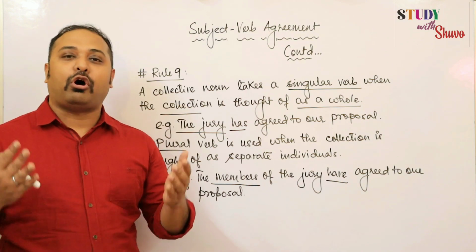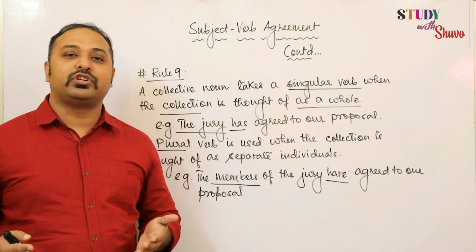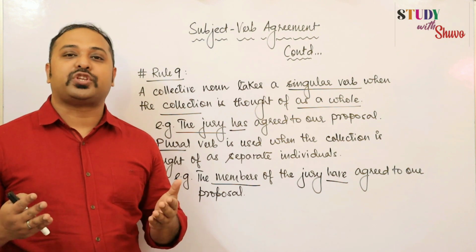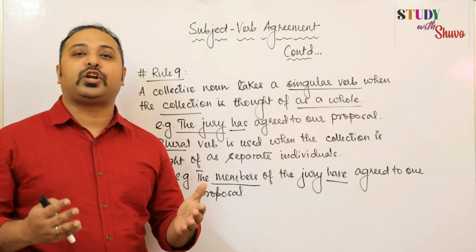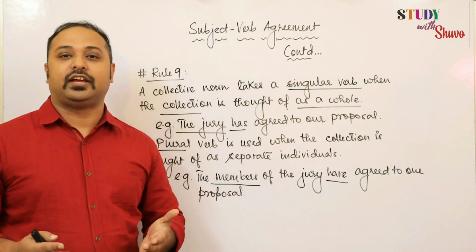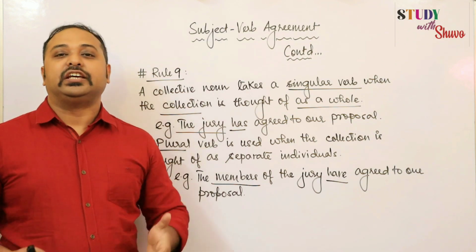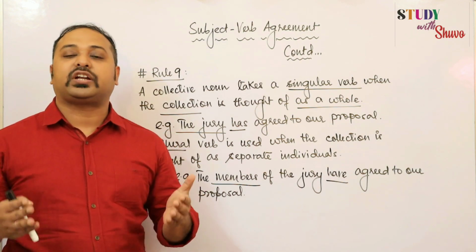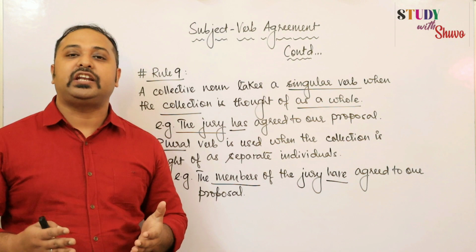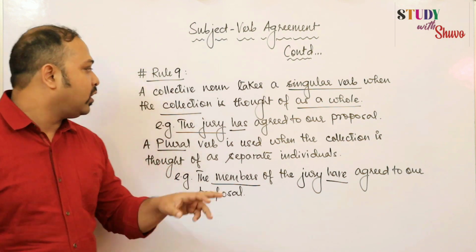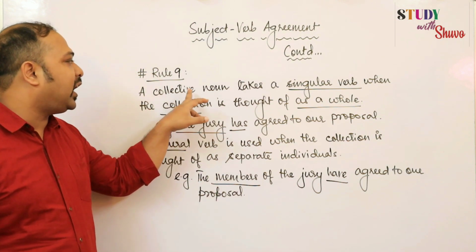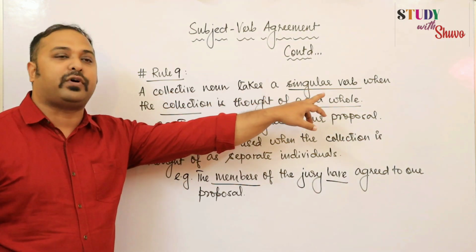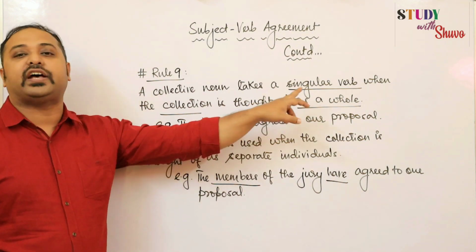Children, I am sure you all have studied collective nouns in your junior classes. We all know that a collective noun is a word which is used to denote collections referring to a person, place, animal or a thing. So here rule number 9 is related directly to collective nouns. Let's see what kind of verbs we use when collective nouns are in place. The first part of rule number 9 states that a collective noun takes a singular verb when the collection is thought of as a whole.